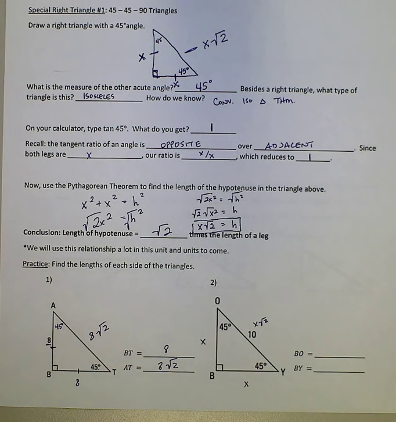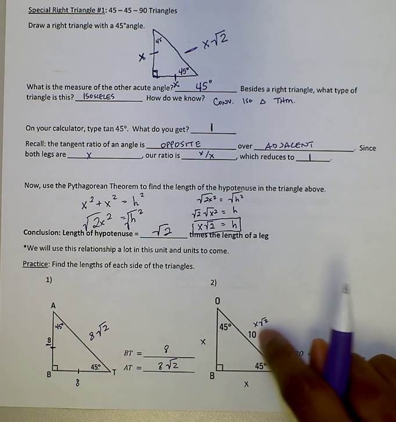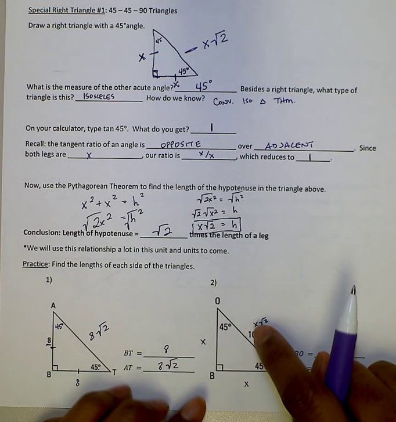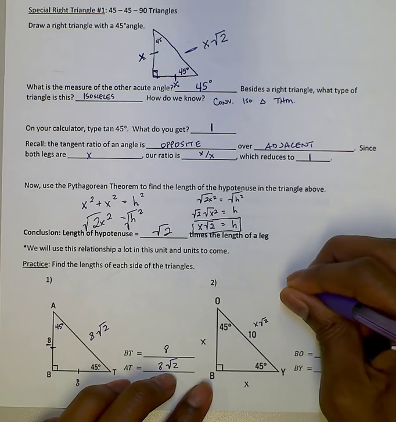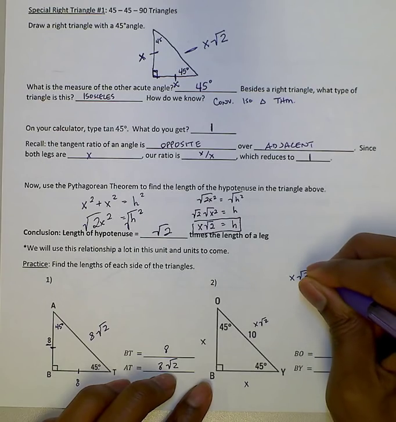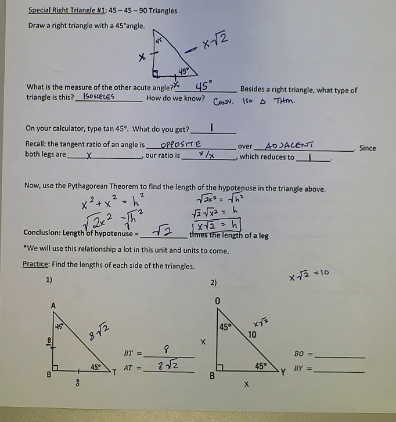Okay, now in order to find x, I need to solve an equation that we have here. I know that this side is 10 and I know that this side is x radical 2. Same side. So x radical 2 equals 10. I need to find out what x is so I can find the other two sides. What's stopping x from being by itself?